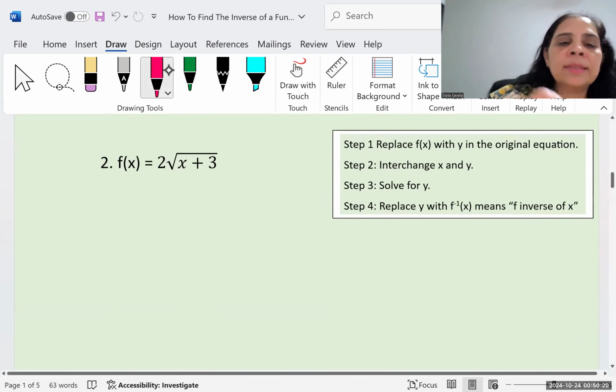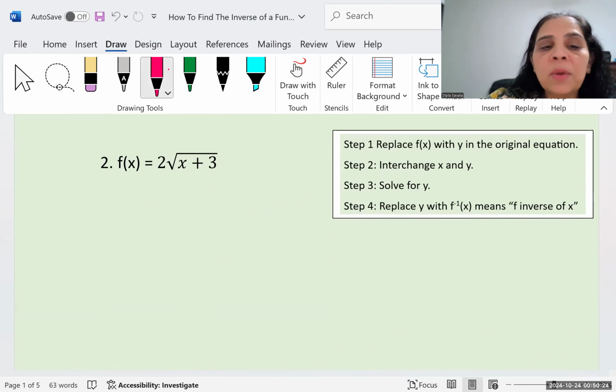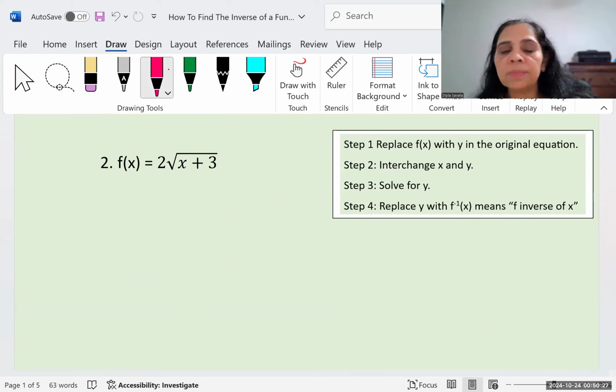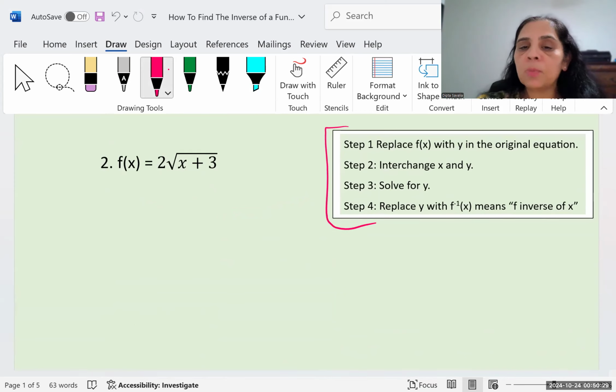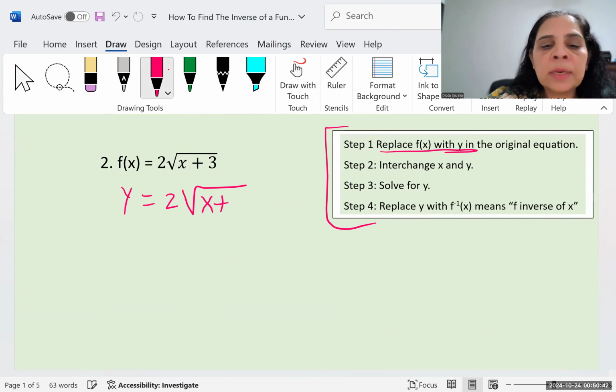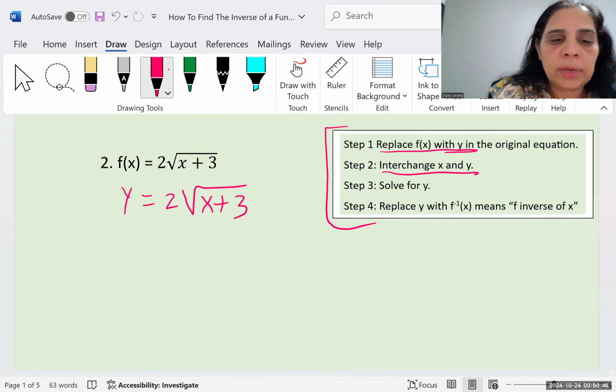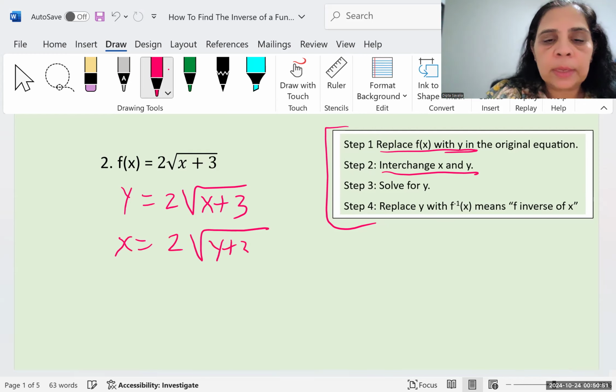All right, let's see the next one. The first thing we can see here is a square root function, right? We have the square root sign. Same thing, four steps we need to do. What is step 1? Everyone remember, right? Replace f of x with y. So we will write y equals 2 times square root of x plus 3. Second step, interchange x and y. So we will write x equals 2 times square root of y plus 3.